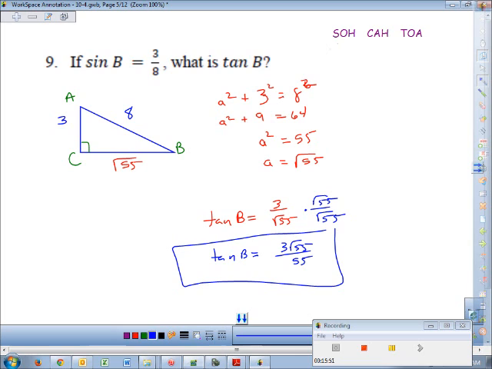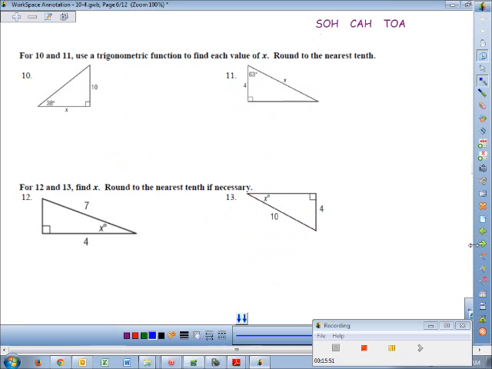Next, even easier. Do you have a right triangle? Yes or no? Do you have an angle and some sides? It's SOH CAH TOA time. So focus your attention on the angle provided to you that is not 90. You never use the 90. And let's figure out which trig function we want to use.